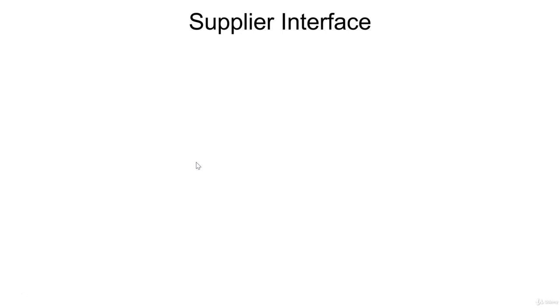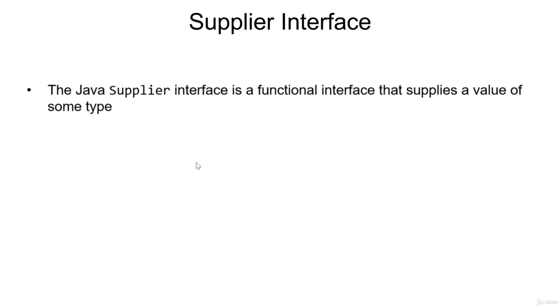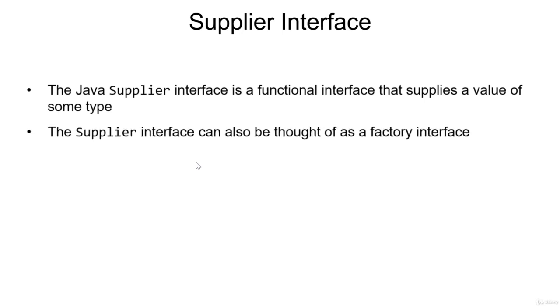It does not have any argument, so you don't provide any value, but it returns you a value of some type. A Java supplier interface is a functional interface that supplies a value of some type. A supplier interface can also be thought of as a factory interface. Now let's look into an example of the supplier interface.